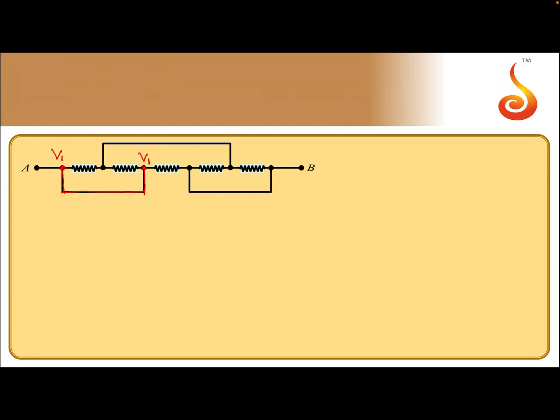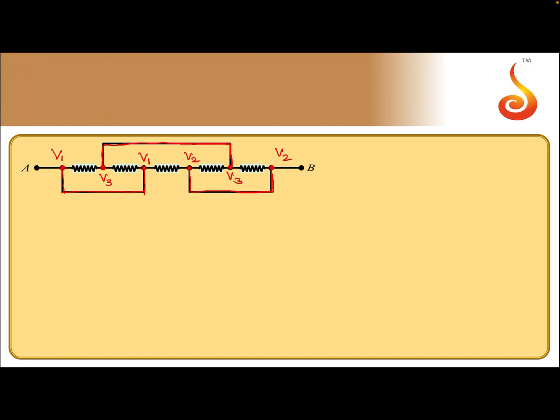Now let us consider the potential at point B to be V2. If this is V2, this point is also directly connected to B, so this should also be V2. Then in between there is another point. Let us call the potential here V3. If this is V3, this should also be V3. So they are shorted, they must be at the same potential.